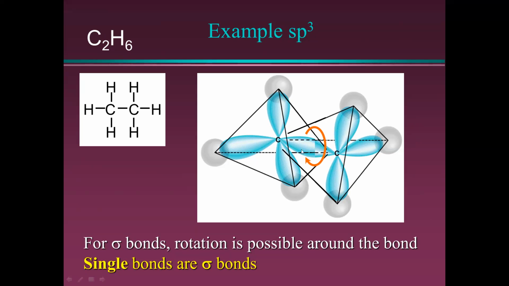You see, you can rotate it because this is highly symmetrical. It's a lobe, so you can rotate it. But for some bonds, you cannot, like the pi bond. We will talk about that later.